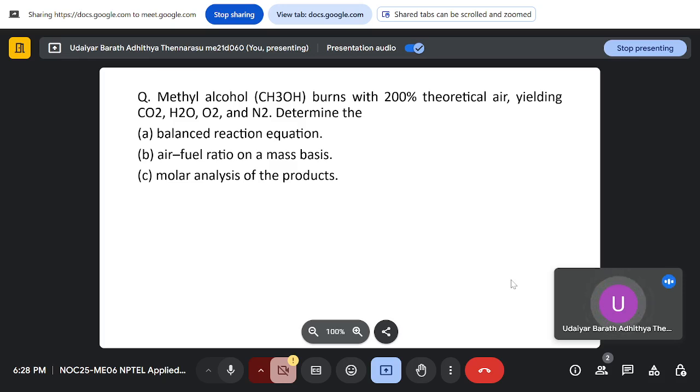We have now, instead of other components, one fuel of methyl alcohol, and it's burning with 200% theoretical air, twice the theoretical air. So first we need to find out the equation for complete combustion with the theoretical air, and what will be the expression when we are using twice the theoretical air, and then we can find out the air fuel ratio and the mole fractions of each of the product components.